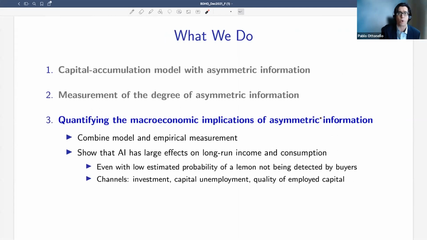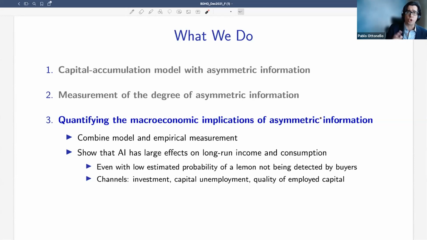And then finally in the paper, we combine the model with our empirical measurement, and we show that asymmetric information has a large effect on long-run income and consumption. For example, if we were to move to an economy that has full information, long-run GDP would be 10% higher, and consumption would be 6% higher. And this occurs even though the probability of a lemon going unnoticed is fairly low. That is, the technology that agents have to detect the true quality is fairly good in our estimated model.